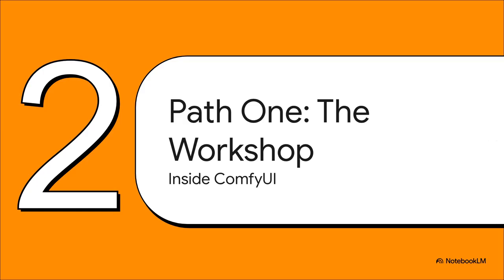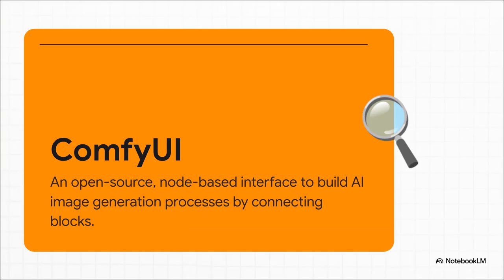So let's start with Path 1, the workshop. This is really the world of the tinkerer, the artist who is obsessed with every detail, and the researcher who's trying to push the boundaries of what's possible. And our best example for this whole approach is an amazing tool called ComfyUI. So, what is ComfyUI? Well, it's this powerful open-source tool that basically turns image generation into a visual puzzle.